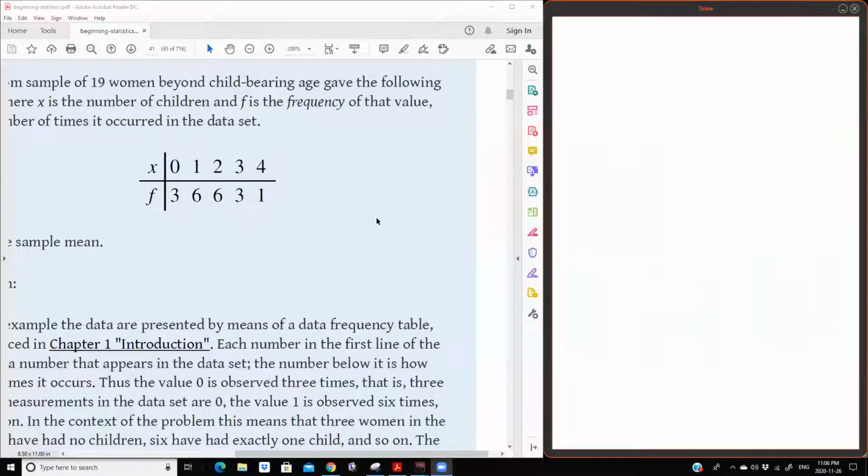Okay, so we have 2 formulas for X bar. If you have the list of the numbers, you just use this formula. But if you have a frequency table, you can use this formula. And in your frequency table, the sample size n is simply the sum of all the frequencies.